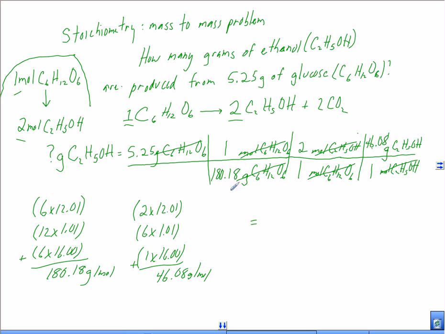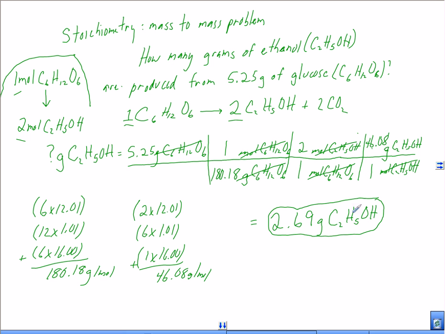These ones here, don't worry about. Just the 180.18 is my denominator. And I'm going to round to 3 sig figs. And when I do that, I get 2.69 grams of ethanol, C2H5OH. And there's my answer.